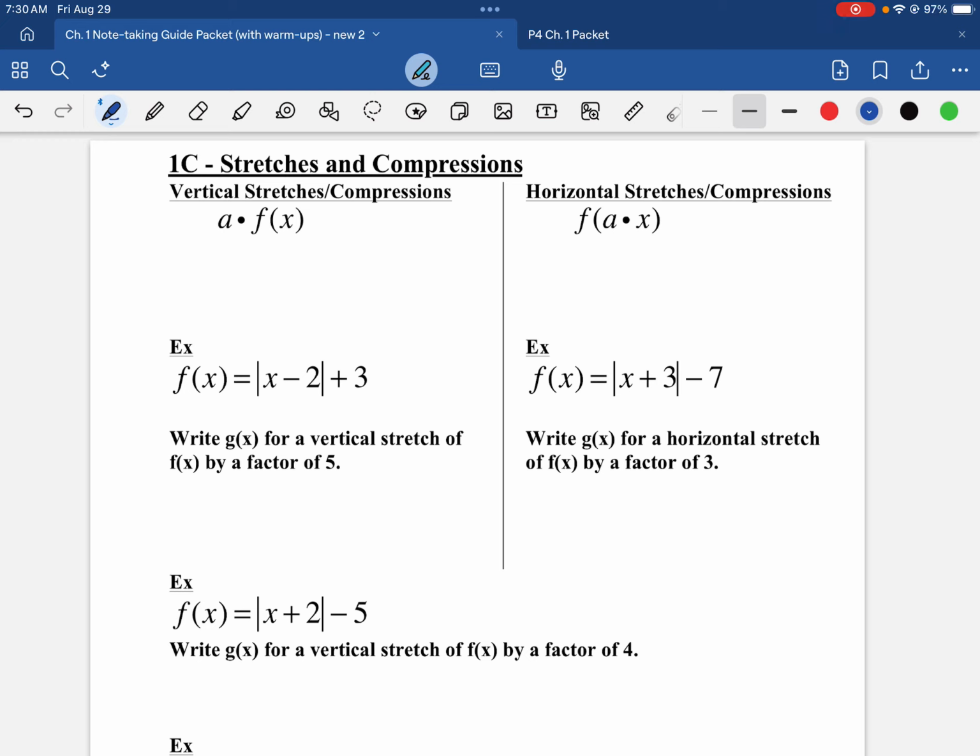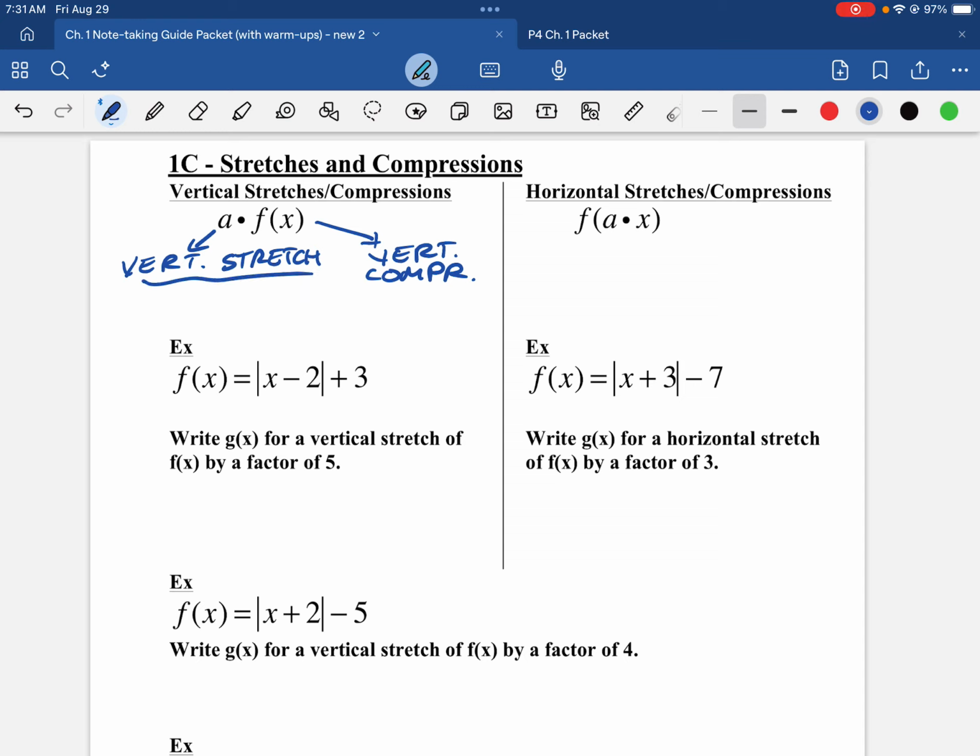So there's two different types. We can get a horizontal or a vertical stretch or compression. So the way you can tell which is which is by the placement of the a. So you notice on the left side of the page here, the a is outside the f of x. So multiplying the whole function by it, that gives us a vertical stretch or compression. Okay, so we can get two different types. I'll have to abbreviate here. So we could get a vertical stretch, or we could get a vertical compression.